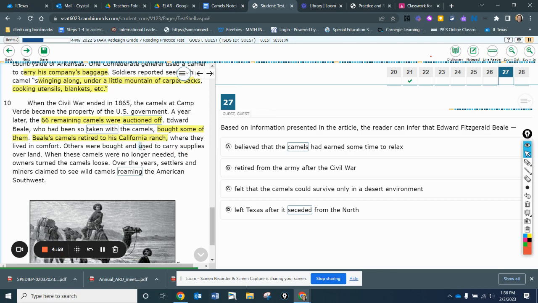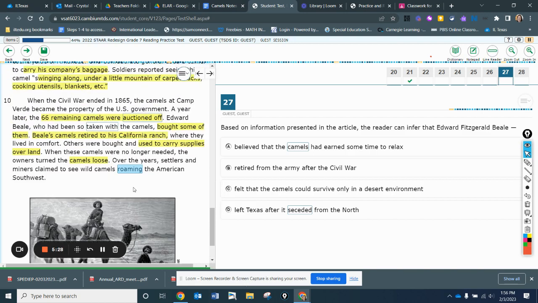So I'm seeing the cause was nobody knew what to do with these camels. They were just being kind of set out. And the effect was the camels were sold and people bought them. When these camels were no longer needed, the owners turned the camels loose. Wow, that's sad. Nobody to take care of them. Camels loose. Over the years, settlers and miners claimed to see the wild camels roaming, traveling around the American Southwest.